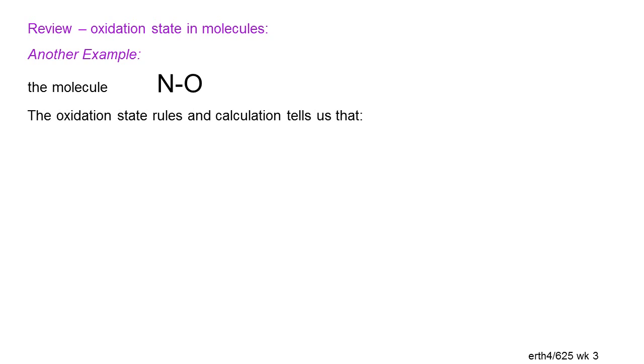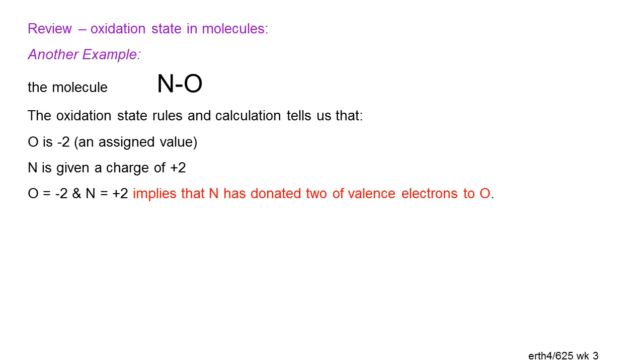This is a covalently bonded molecule of nitrogen and oxygen, one of the many forms of the nitrogen oxides that exist. This is a relatively reduced one, NO. The oxidation state rules tell us that we give oxygen a -2 value first, and therefore nitrogen is given a value of +2. So if we add those things up together, we get a molecule that has a 0 charge to it, because the +2 and the -2 cancel each other out. And the oxidation state assignments imply that we have transferred 2 electrons from nitrogen to oxygen.